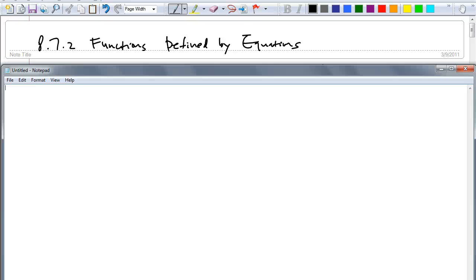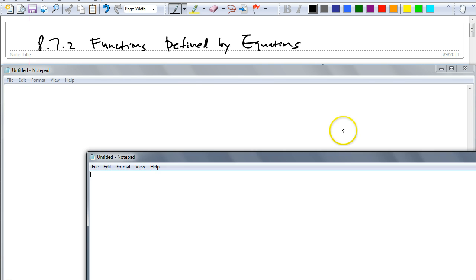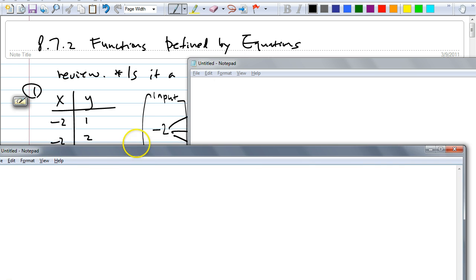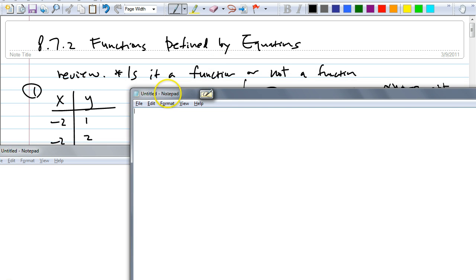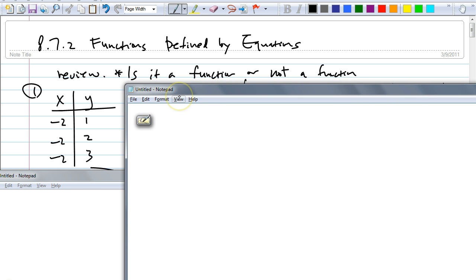Okay, so today we're going to talk about functions defined by equations. Before I get started on actual functions defined by equation, let's review a little bit. Last time we learned how to tell whether or not a relation is a function.